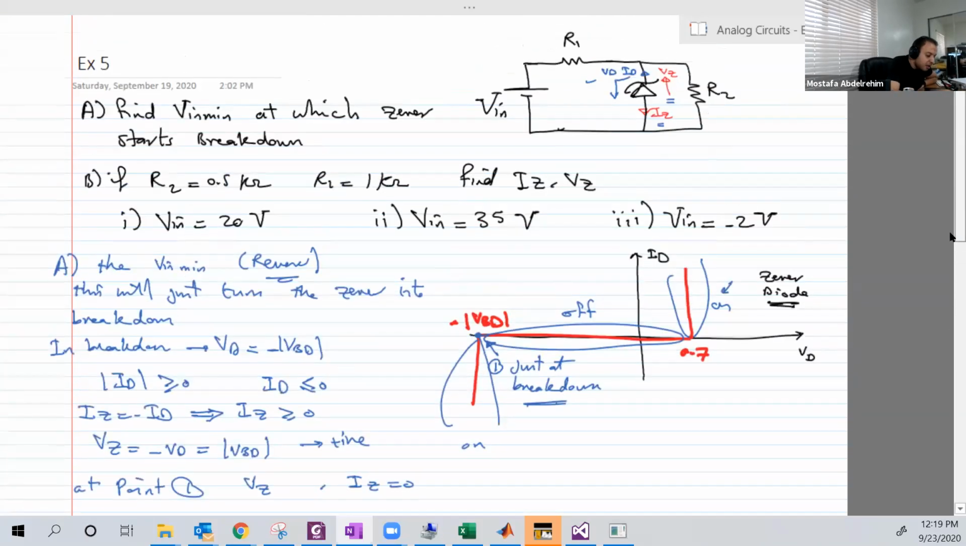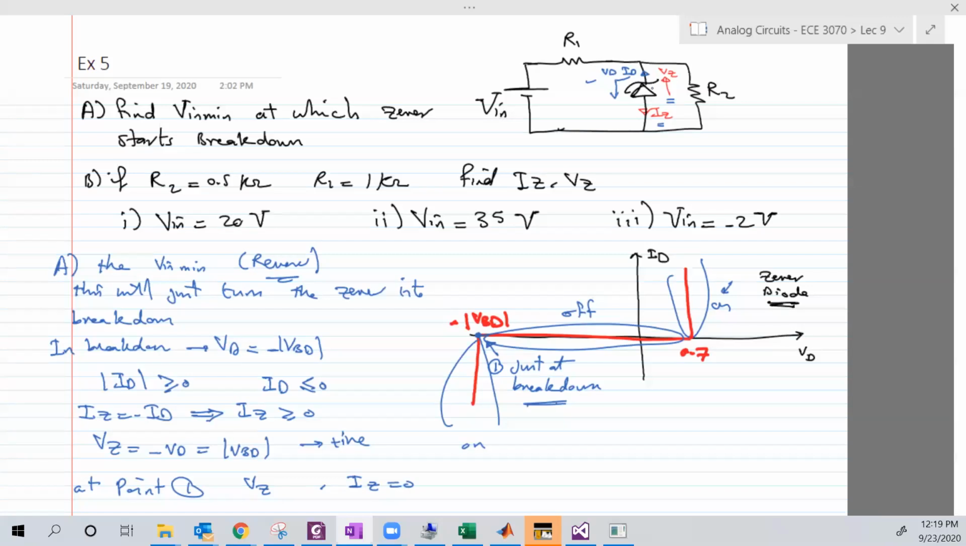Now we do the same trick as the previous one, and we'll ask the same question. If R2 is 0, just shorted, will this go into the breakdown region? Any idea? If R2 is shorted, what will be the value of the voltage drop across the Zener diode? It would be 0, of course, and it will not go into breakdown. It will be here, and this point has a current of 0 and belongs to the off region.